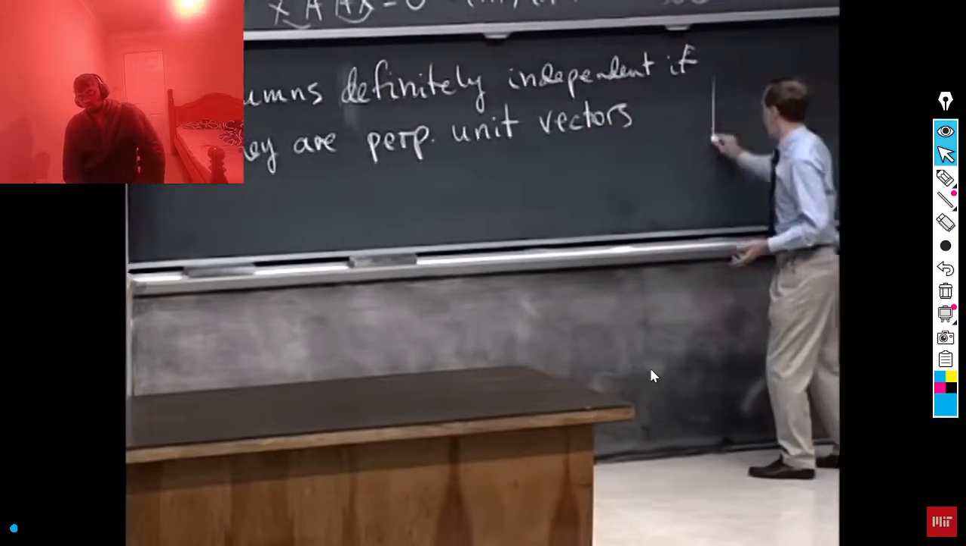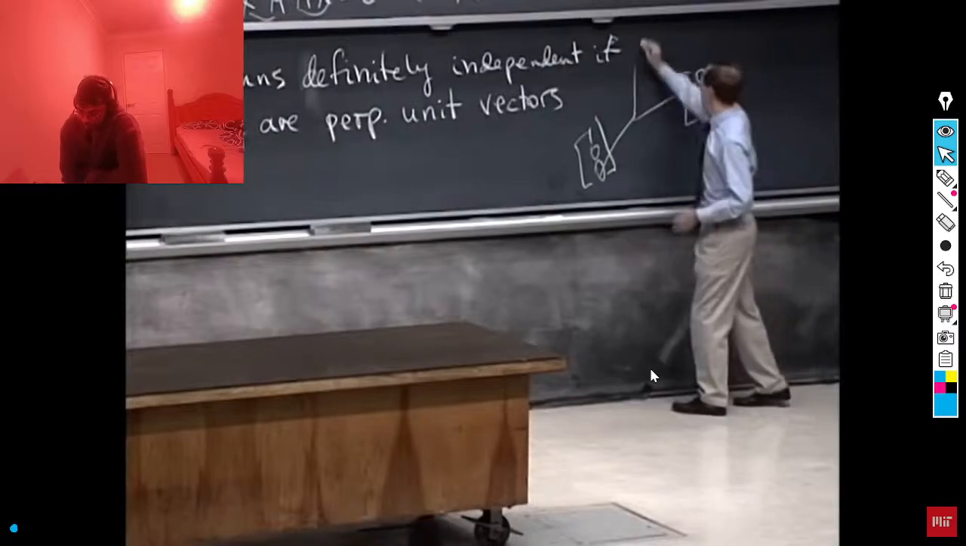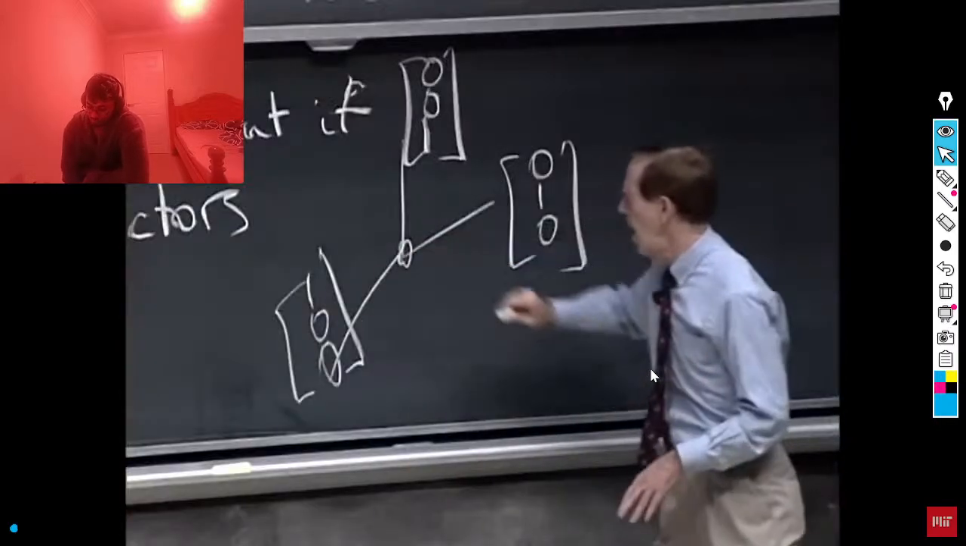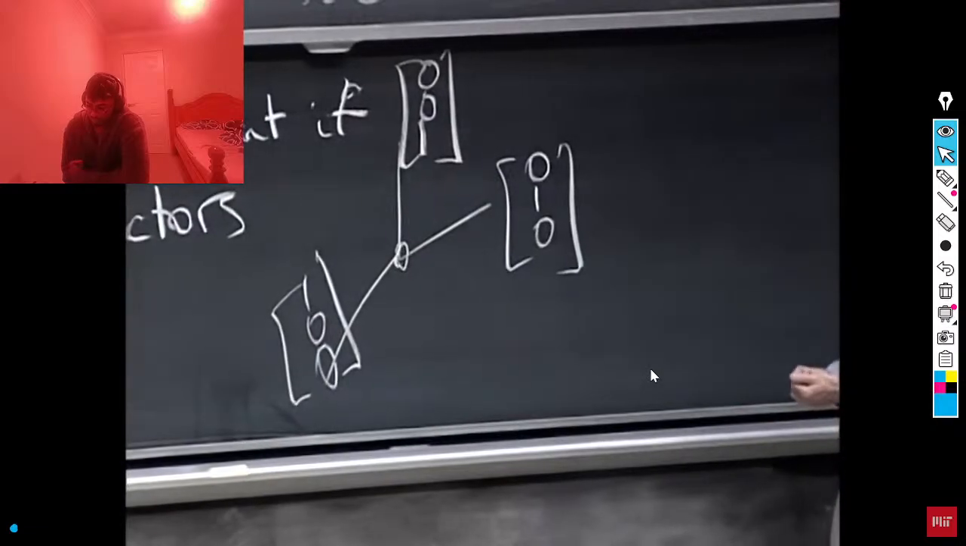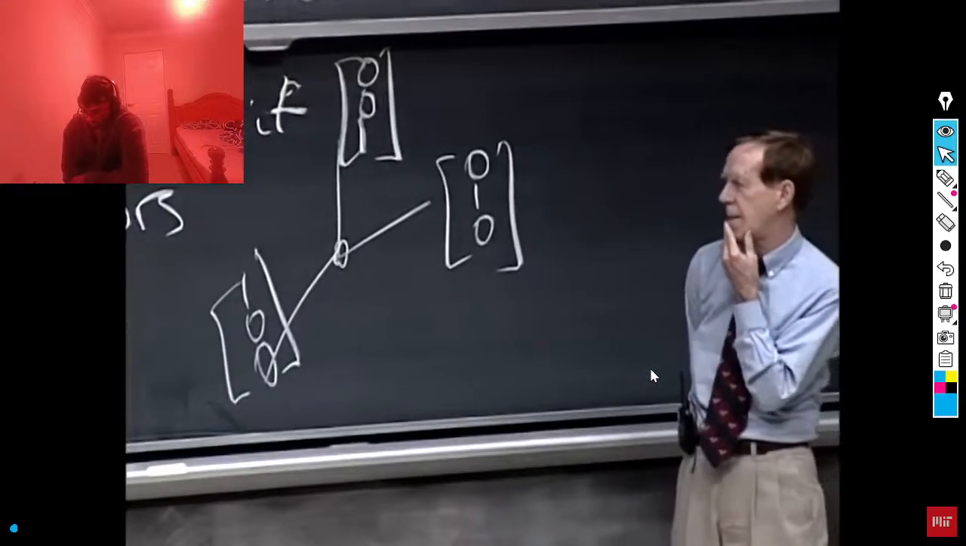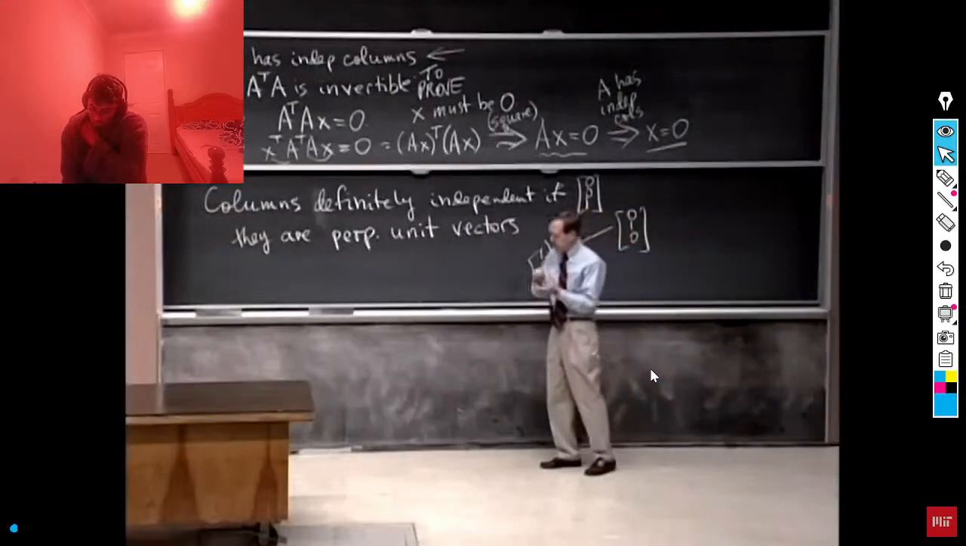Like the vectors 1, 0, 0, 0, 1, 0, and 0, 0, 1. Those vectors are unit vectors. They're perpendicular, and they certainly are independent. And what's more, oh, that's so nice. I mean, what is A transpose A for that matrix? For the matrix with these 3 columns? It's the identity.